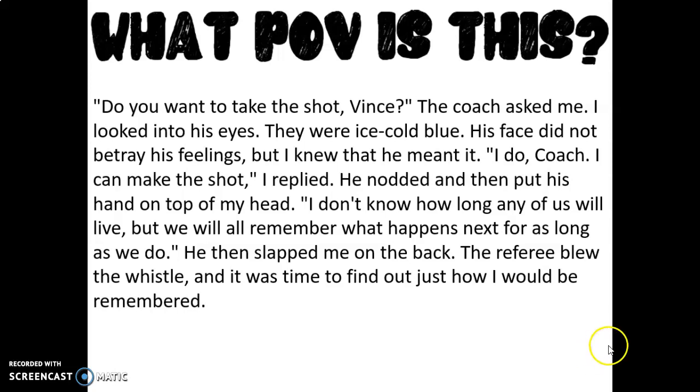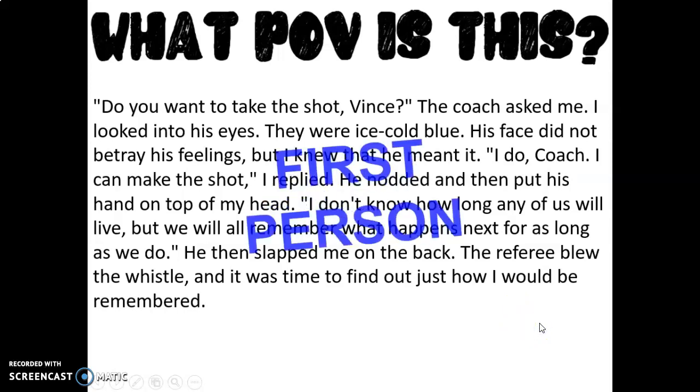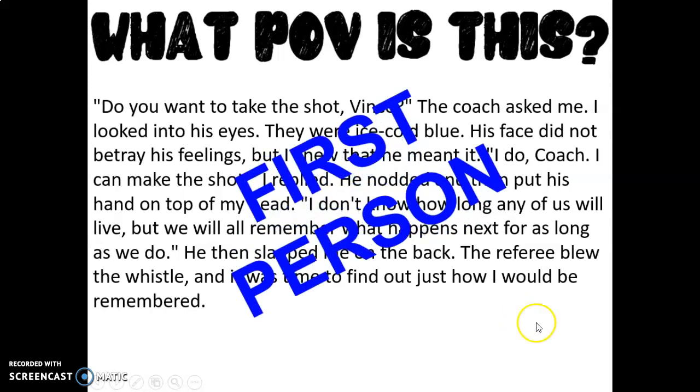Okay, looking at the clues here in this paragraph, what point of view is this written in? If you said first person, you were correct. It says the coach asked me. I looked into his eyes. So we're talking about first person. This is being written from the point of view of the player who is talking.